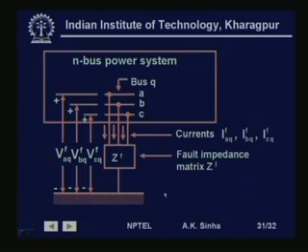If you see the system, we can define this as an n bus power system in which we have taken this bus q at which the fault has occurred. The fault impedance is ZF, and the ABC phase voltages are shown here for the bus q.